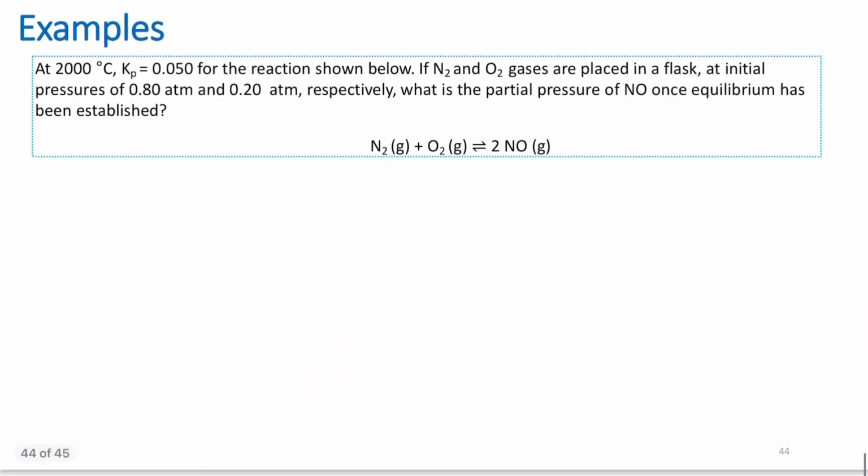Okay, at 2000 degrees C, Kp equals 0.05 for the reaction shown below. If N2 and O2 gases are placed in a flask at initial pressures of 0.80 atmosphere and 0.20 atmosphere, respectively, what is the partial pressure of NO once the equilibrium has been established? So I've got N2 gas plus O2 gas giving me 2 moles of NO gas, and I'm told that my Kp here is equal to 0.050. I want to know the partial pressure of NO once equilibrium has been established.